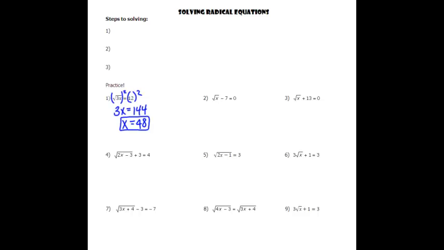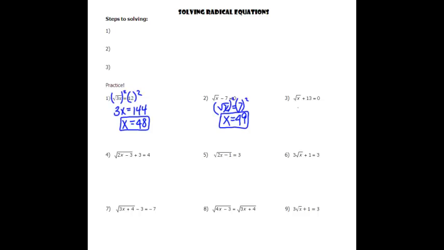So see here, we're adding or subtracting first, so I add 7 to both sides, and I get the square root of x equals 7. Square both sides, and I get x equals 49. The square root of 49 is 7. 7 minus 7 is 0, so it does check.